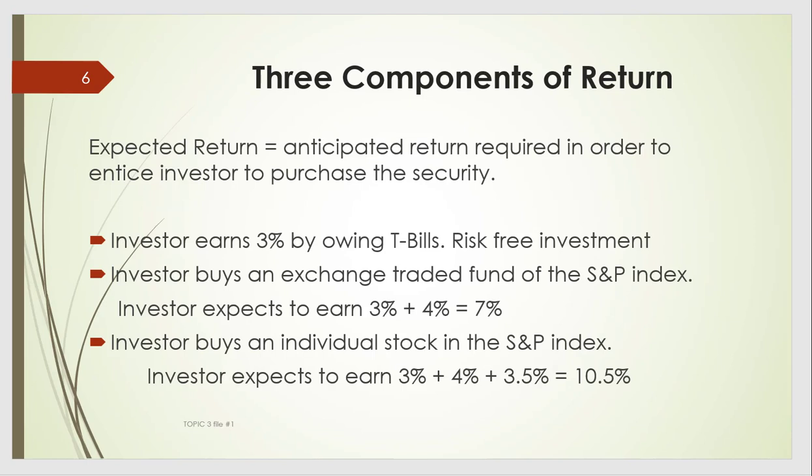So let's take this example I just verbalized before and put it on the screen where you can see it. An investor earns 3% for owning a Treasury bill. The investor buys an exchange traded fund on the S&P index. He would have to expect to receive 7%, or he probably wouldn't make the investment. An investor, in order to buy an individual stock in the S&P, would say, I need at least another 3.5% above the market risk to cover the business risk, and that would bring us to 10.5%.